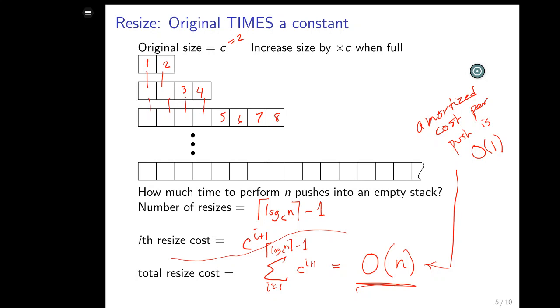Because I haven't pushed enough things to pay for the resize that I've done. Like you say, okay, well, why don't you just go from 1 to a billion in just one fell swoop? Well, if only 3 things are pushed into it, then those billion are not paid for. That's a lot of work for 3 operations.